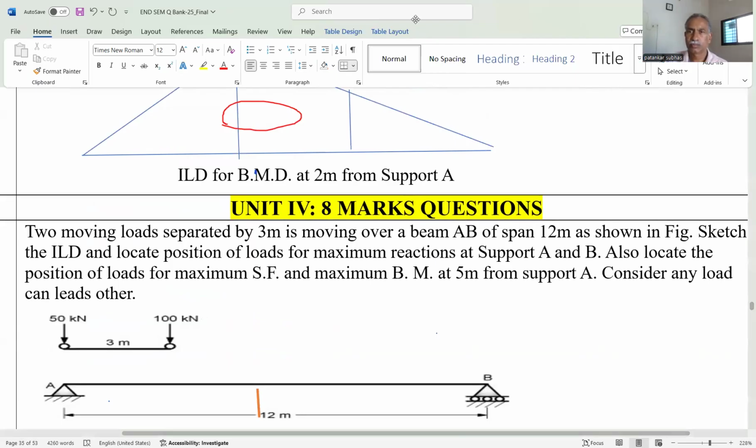So up to this, we have considered that the loads are fixed. In the next lecture, we will discuss what happens if the loads are moving. Thank you.